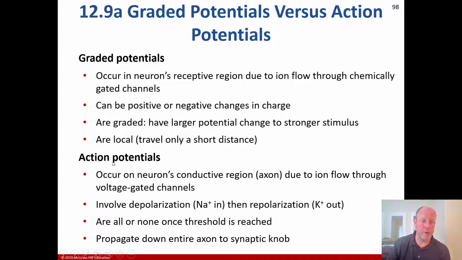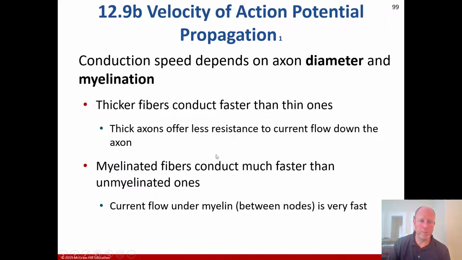By contrast or comparison, action potentials occur on the neuron's conductive region on the axon due to the ion flow through the voltage gated channels. They involve depolarization with sodium in and repolarization, potassium out, and they're all or none since once that threshold is reached, it happens or it doesn't. The propagation goes down that entire axon to the synaptic knob.